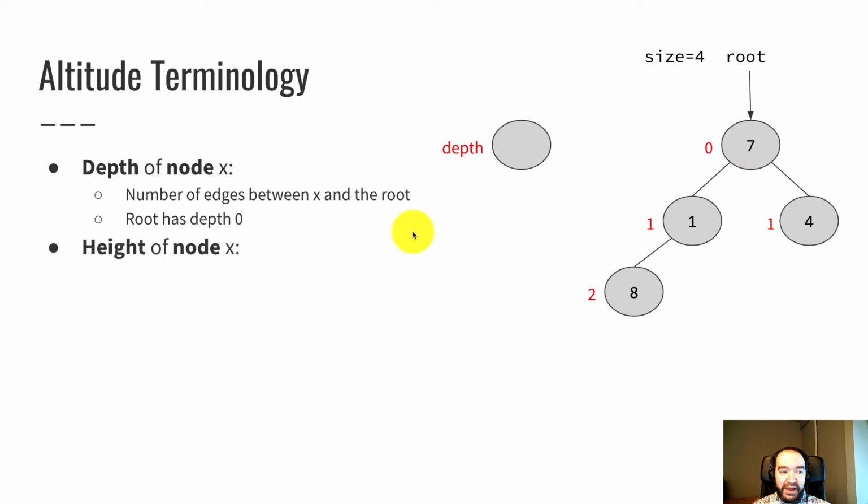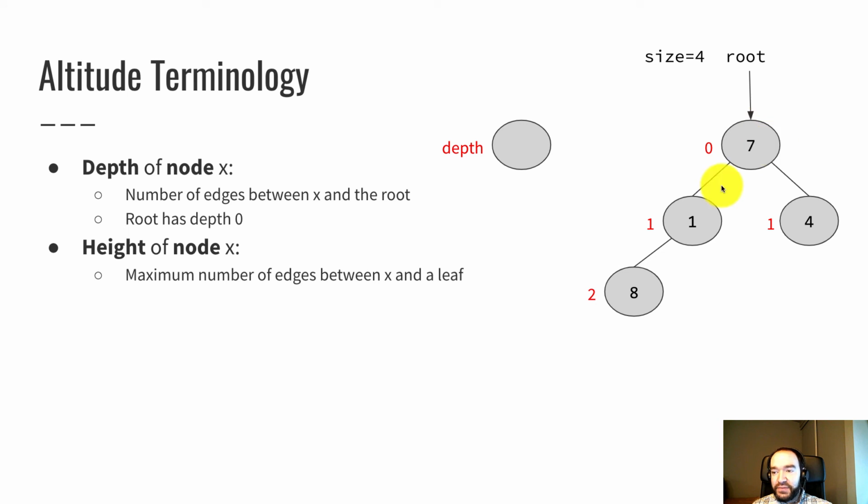The height of node X is, going from the bottom, how high you are off the ground, or how far you are from a leaf. The way it's defined is it's the maximum number of edges between node X and a leaf. We have to use maximum because there could be different heights depending on which leaf you look at, right? When we're talking about depth, depth is always anchored to the root.